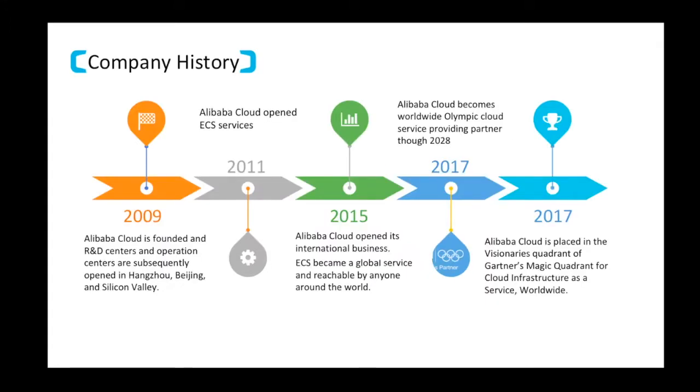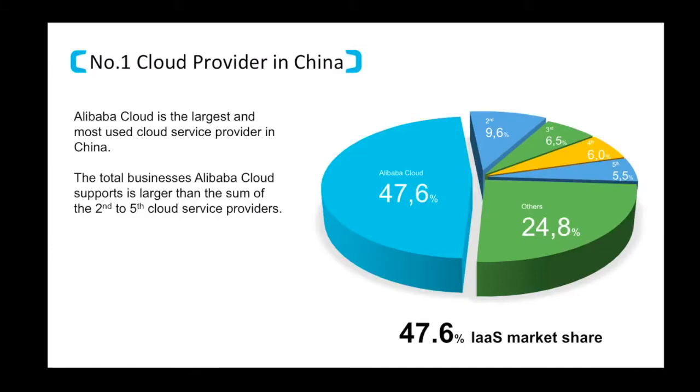Okay, first of all, what is Alibaba Cloud and what is ECS? Alibaba Cloud was founded by Alibaba Group in 2009, and 2 years later, we launched our Elastic Compute Service to the public. Since then, we have been supporting almost half of the cloud infrastructure market in China. And in this slide, you can see the numbers of the year 2017.